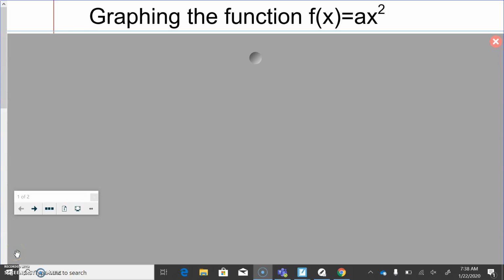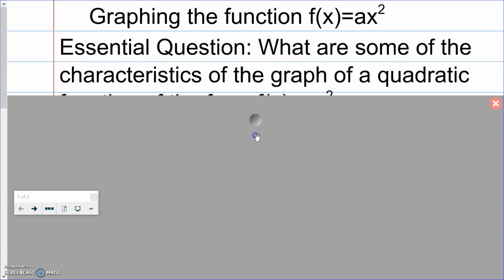Welcome back. Today we'll be looking at graphing the function f of x equals ax squared. Before we begin, let's write our essential question.